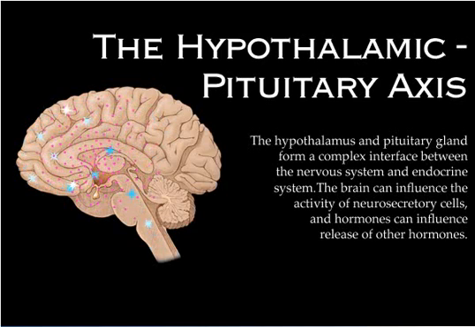The hypothalamus and pituitary gland form a complex interface between the nervous system and endocrine system. The brain can influence the activity of neurosecretory cells, and hormones can influence release of other hormones.